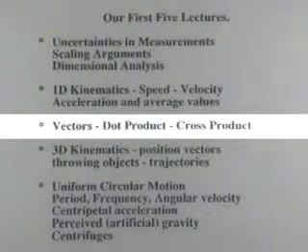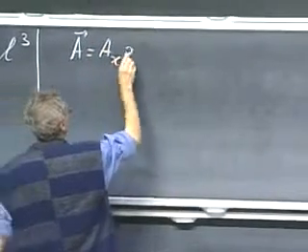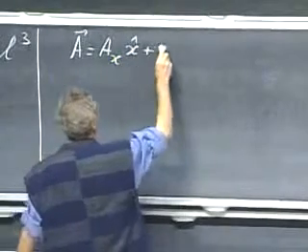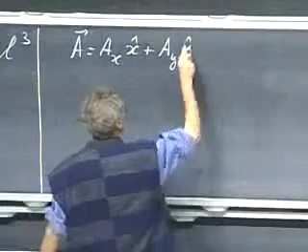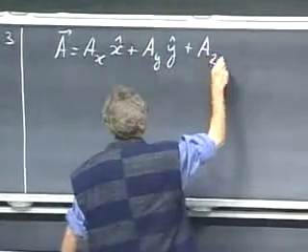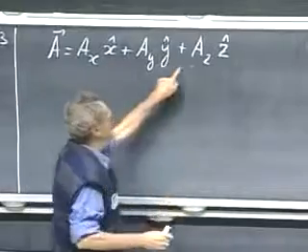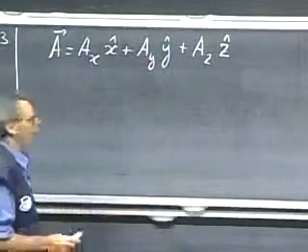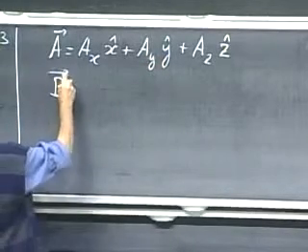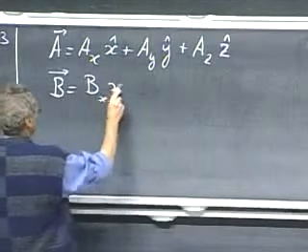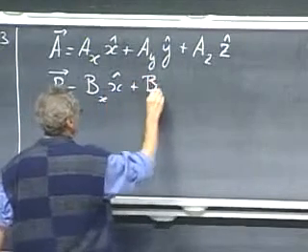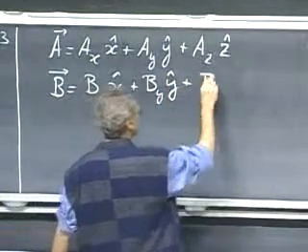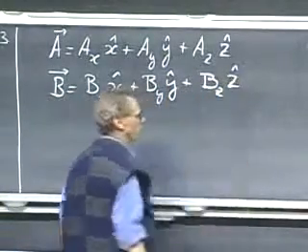So let's now talk about dot products. I have a vector A, ax times x roof, which is the unit vector in the x direction, plus ay y roof, plus az z roof. So these are the three unit vectors in the x, y, and z direction, and these are the x component, y, and the z component of the vector A. I have another vector B, B of x, x roof, B of y, y roof, B of z, z roof.